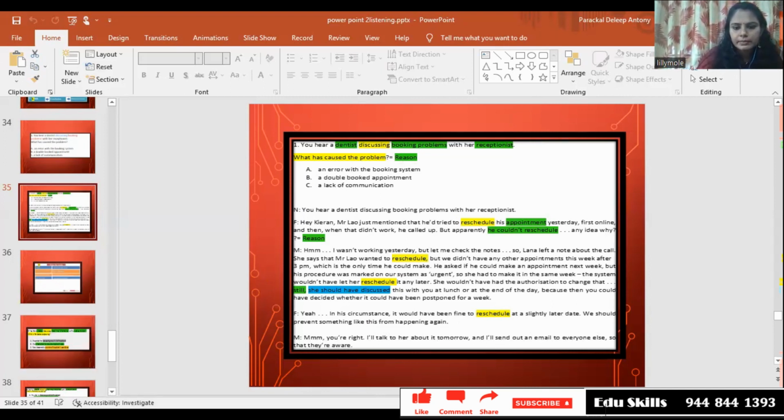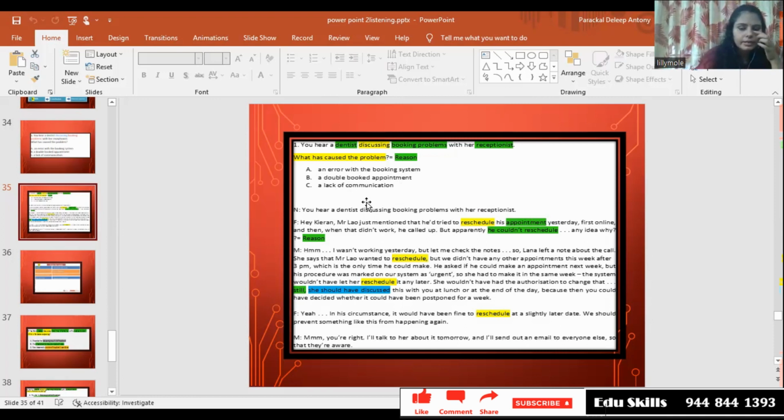So from these words, we can understand that this is the lack of communication. They are asking about three options. One is the error with the booking system, but they didn't tell about any error in the booking system. Option D is a double booked appointment, and they did not mention a double booked appointment here. We only see lack of communication.